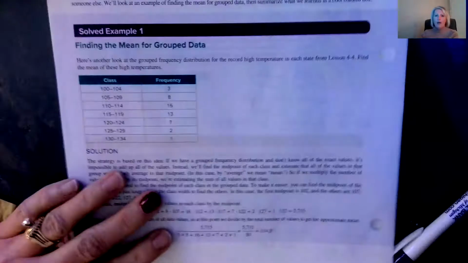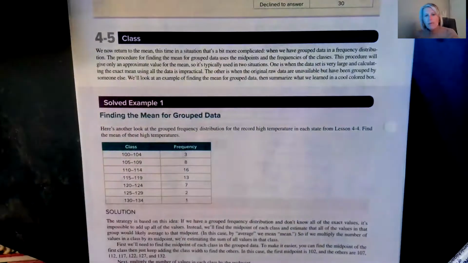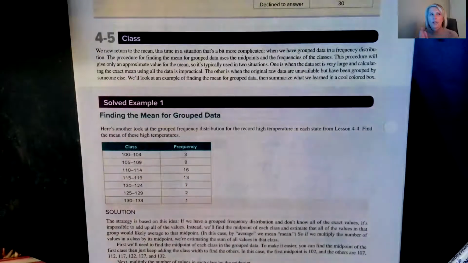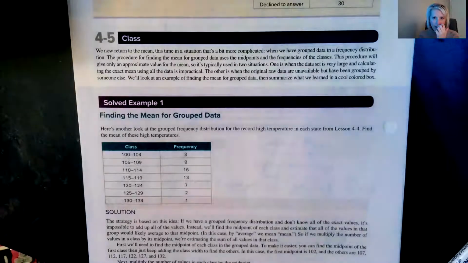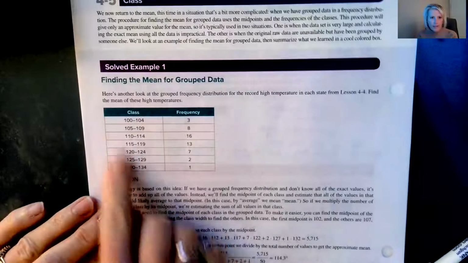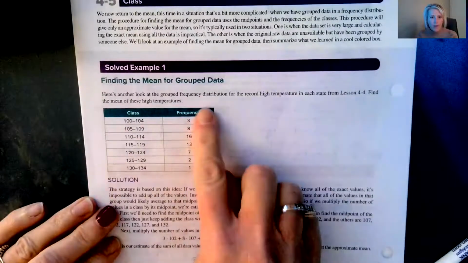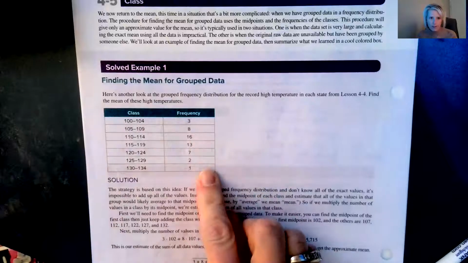We're still talking about averaging, or setting the best measure of center of data. But now we're going to talk about a special kind of data. It's called grouped data. And remember back in lesson 4.4, we had some grouped data on the high temperatures for each state. And we created this frequency distribution here. We had these classes of temperatures, and then we counted how many states fell in those temperatures.